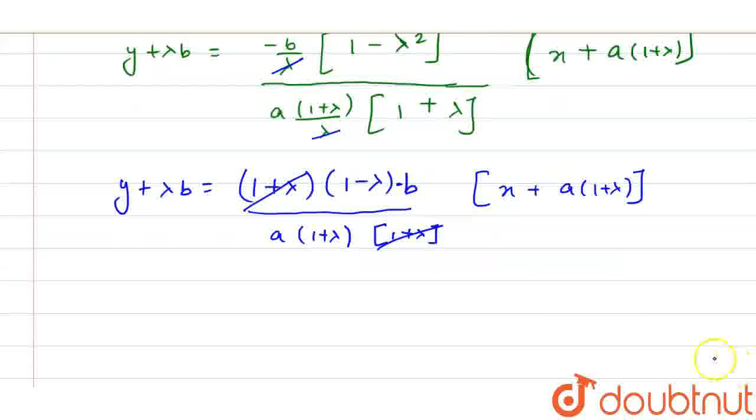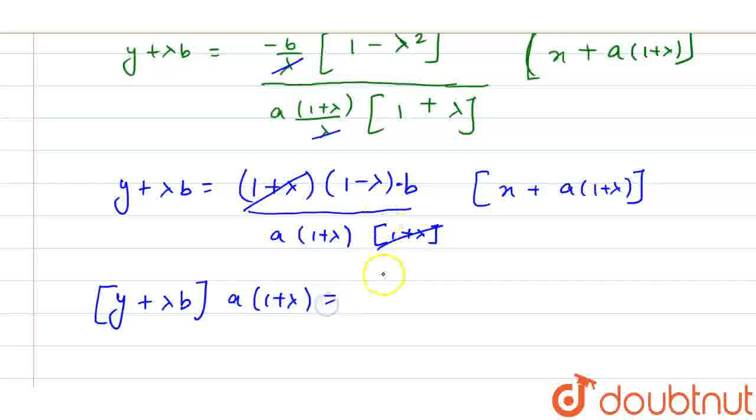So now we can say that this is negative of b, so we can write it as y plus lambda b, multiplied by a multiplied by 1 plus lambda, and that is equal to, we can write it as, lambda minus 1 into b, multiplied by x plus a times 1 plus lambda.